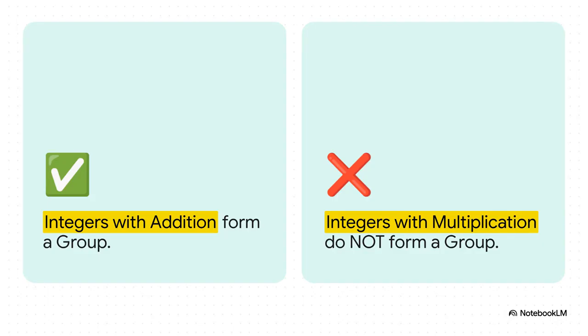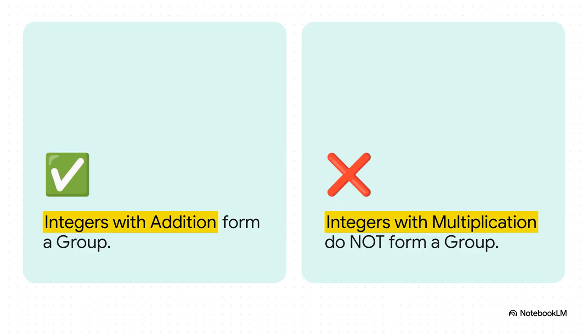Okay, now for the big reveal. Let's take the set of all integers. If we pair it with addition, is it a group? Yep, it follows all 4 rules. But what if we pair those same integers with multiplication? You'd think it would be, but get this, the answer is no.